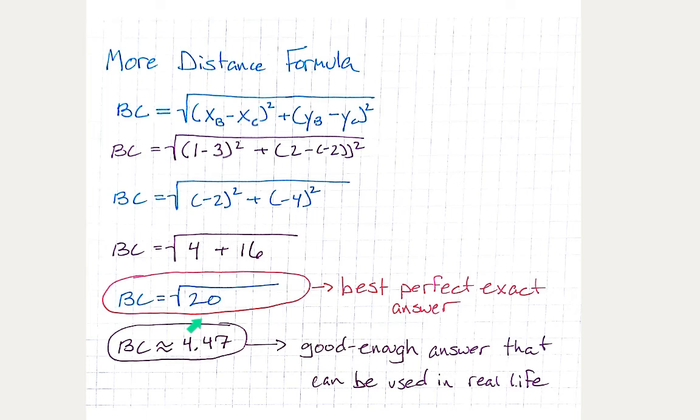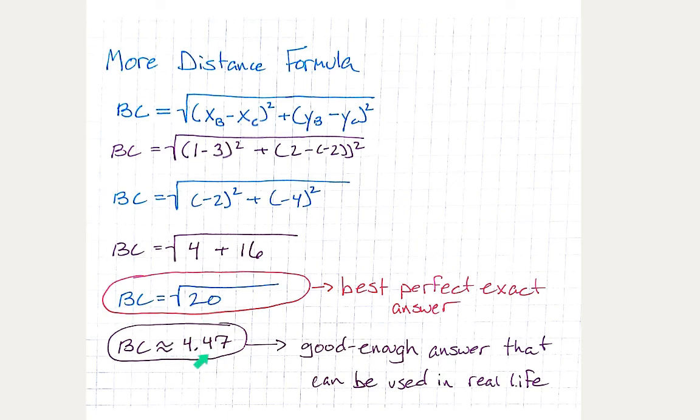There's no whole number I would multiply by itself to get 20. Right? 4 times 4 is 16. 5 times 5 is 25. There's no whole number. In fact, there's no simple decimal in the middle that'll work either. Here is your best perfect exact answer: square root of 20. But sometimes you have to turn that into a decimal, and then you just use the square root button on your calculator to do it. If you're not sure what that is, I'll help you find it.